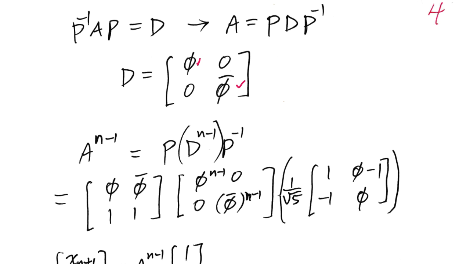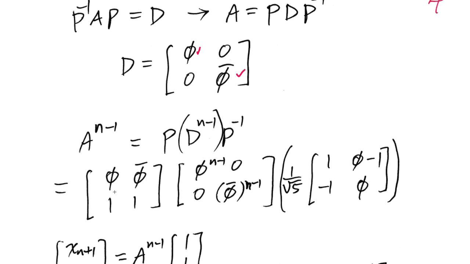All right. So if I'm going A to the n minus 1 power, that's P times D to the n minus 1 times P inverse. Just put those in there.